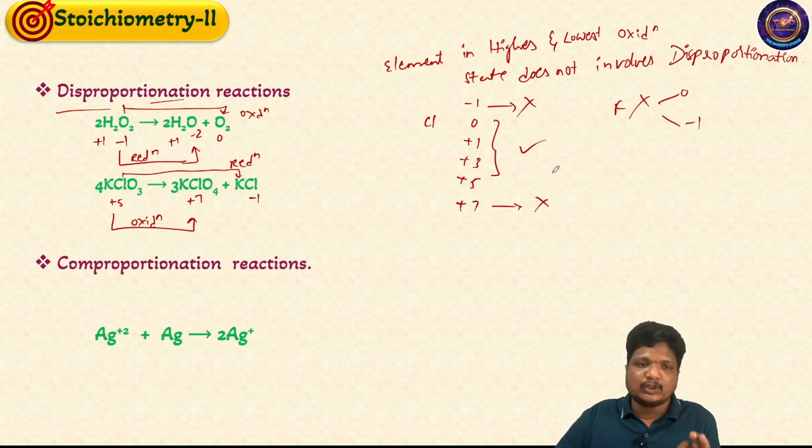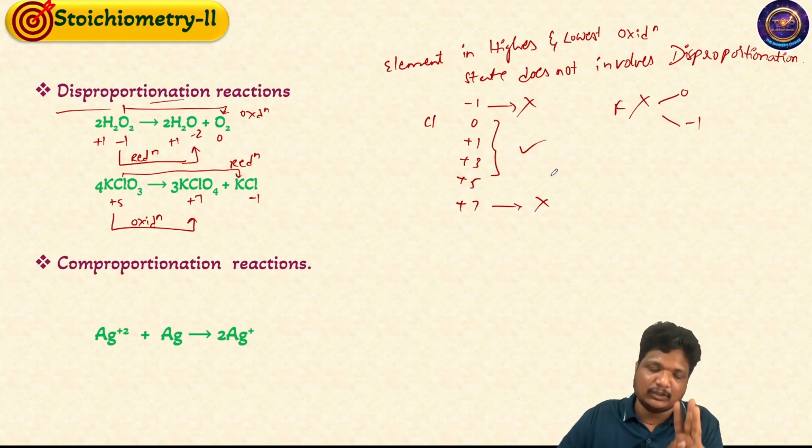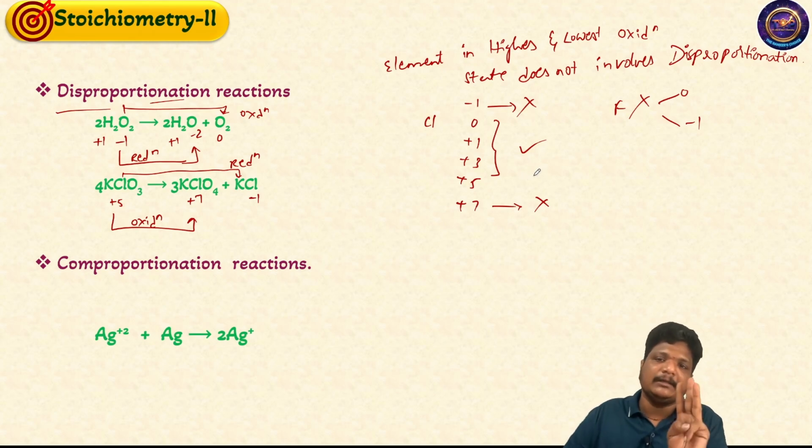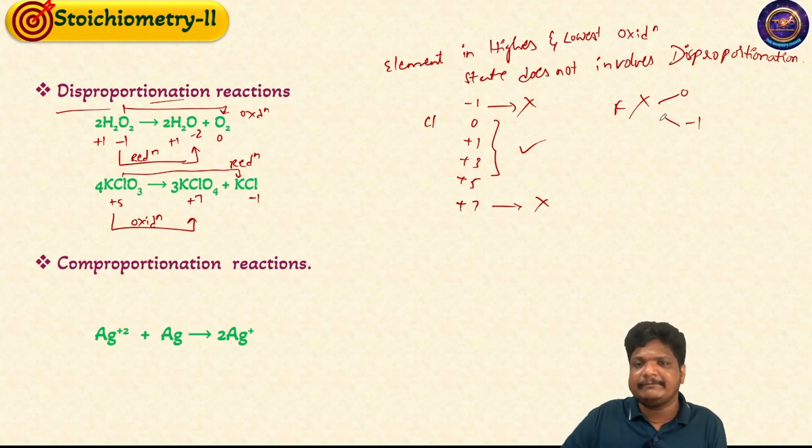The element should be having at least 3 oxidation states. సో 3 ఆక్సిడేషన్ స్టేట్ అంటే ఒక ఎలిమెంట్ డిస్ప్రపోర్షనేషన్ అవ్వాలి అంటే దట్ షుడ్ నాట్ బి ప్రెసెంట్ ఇన్ హయ్యర్ ఆక్సిడేషన్ స్టేట్ ఆర్ లోయర్ ఆక్సిడేషన్ స్టేట్. It should be present in the intermediate oxidation state. So at the same time, the second condition is that element should possess minimum 3 oxidation states. So minimum 3 oxidation states మాత్రమే సో మనకి ఖచ్చితంగా ఉండాలి. In the case of fluorine, we have 0 and -1 oxidation state. +1, +3, +5, +7 is not observed in the case of fluorine.